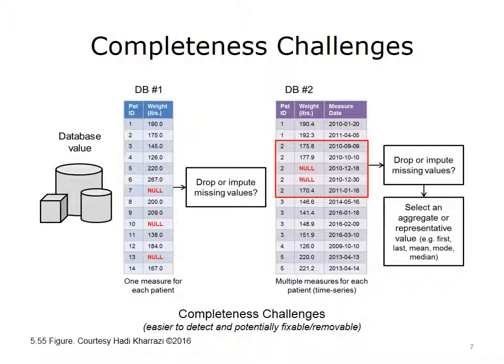Database 2 includes multiple measurements for each patient. For example, patient 2 has 5 measurements, from which 2 of them are missing. In this case, in addition to the dropping versus imputation problem, the analyst needs to find the most appropriate approach to set one value for patient 2's weight.